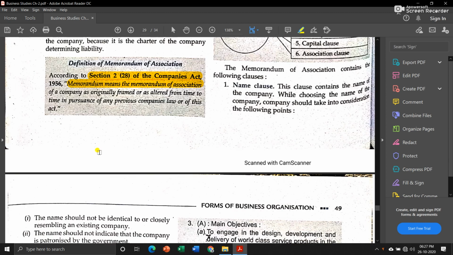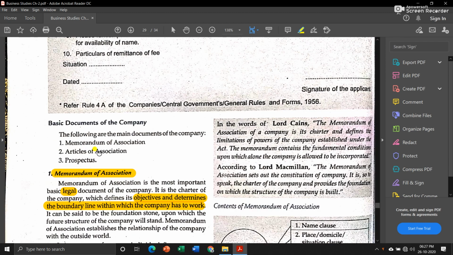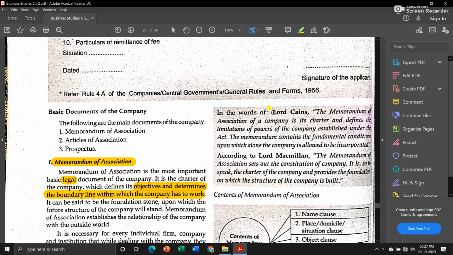Then let us see some definitions given by some personalities. First, Lord Keynes defines the memorandum of association of a company as its charter, which defines the limitations of powers of the company established under the act. It means in the memorandum of association all the powers of the company will be mentioned, meaning what kind of work or activities it can undertake. The memorandum contains the fundamental conditions upon which alone the company is allowed to be incorporated.